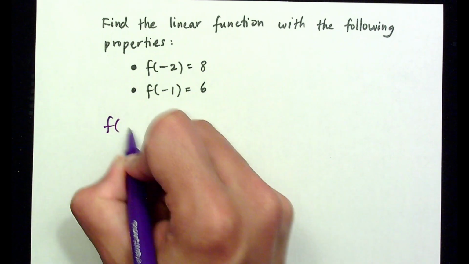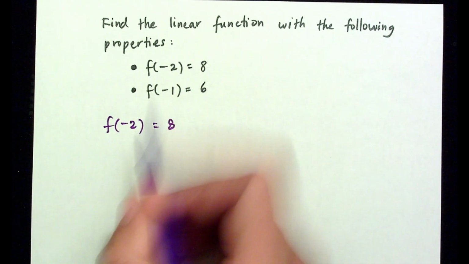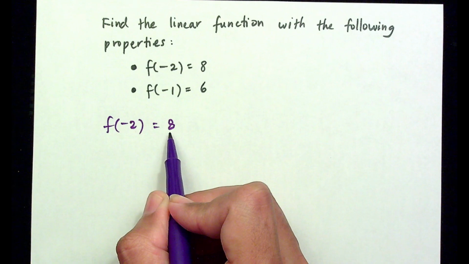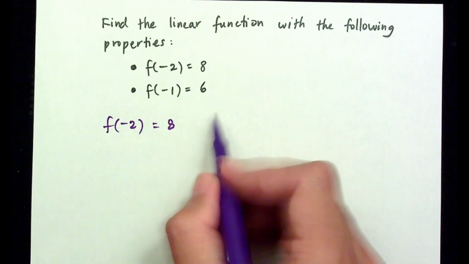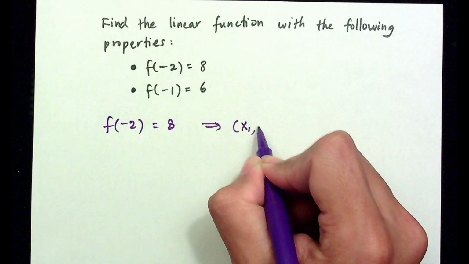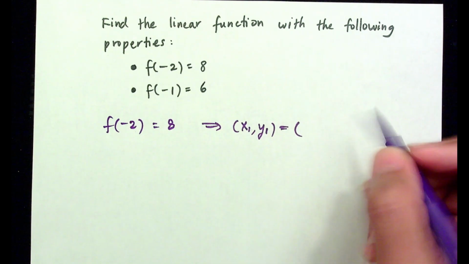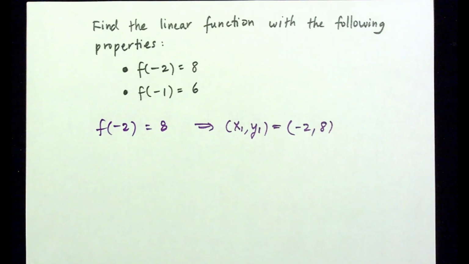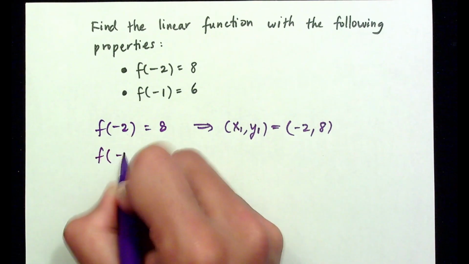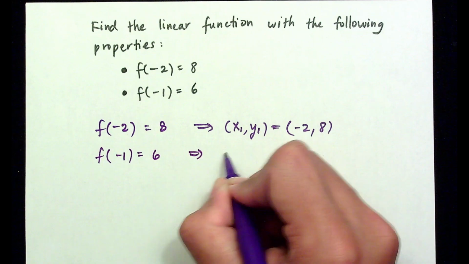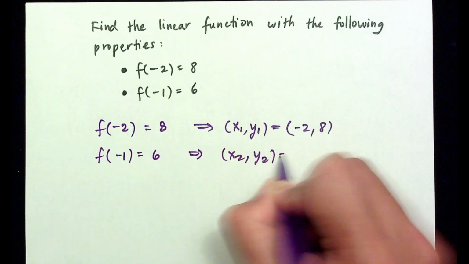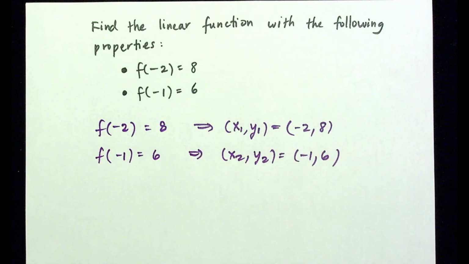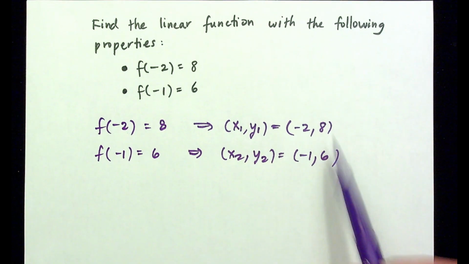So, what are those two points? Well, the input being -2 means that that's the x-coordinate, and the output being 8 means that that's the y-coordinate. So this information right here is equivalent to saying that this point is on the line. What point? (-2, 8). This piece of information, f of -1 equals 6, is equivalent to saying that this other point, the second point, (-1, 6), is also on the line. So now I'm looking for the equation of a line that passes through these two points.